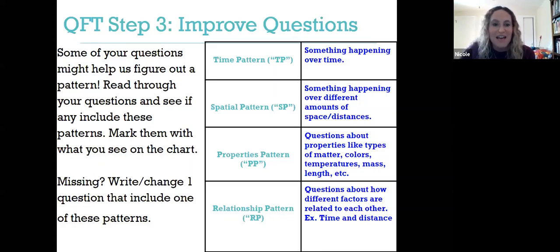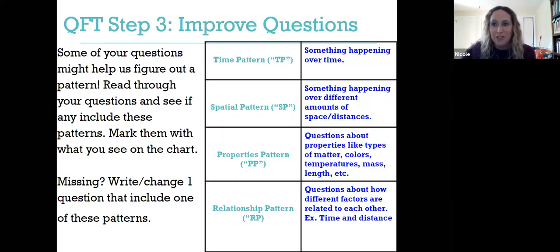But in this case, I said to them, some of your questions might help us figure out patterns. Read through your questions and see if any of them include patterns and mark them with what you see on the chart. So I used Paul Anderson's site for this, The Wonder of Science, and I took his ideas for this. And he had mentioned that there's time patterns, spatial patterns, properties patterns, and relationship patterns. And I had kids go down their board and mark off any questions with TP, SP, PP, which I thought was funny, and RP. And then again, I had some students share just in case there were students that were confused. And if they didn't have any pattern questions, which honestly was very rare because this covers a lot of ground, then they had to fix a question, revise it, or they had to add a new question.